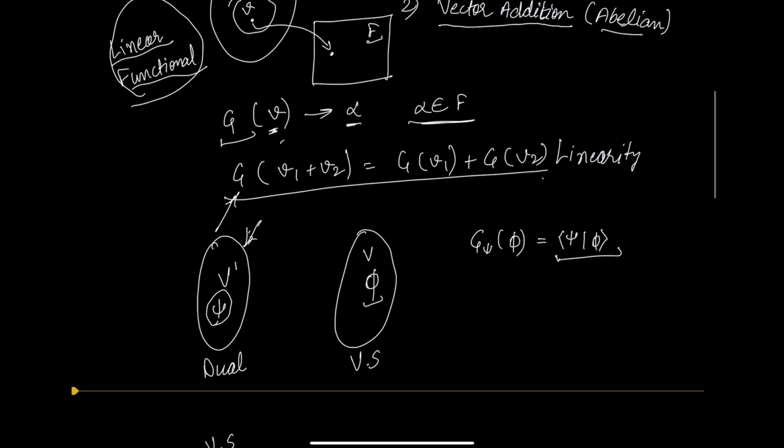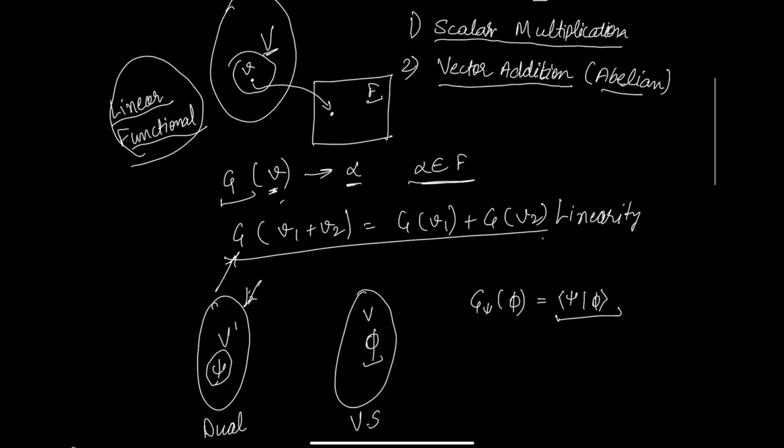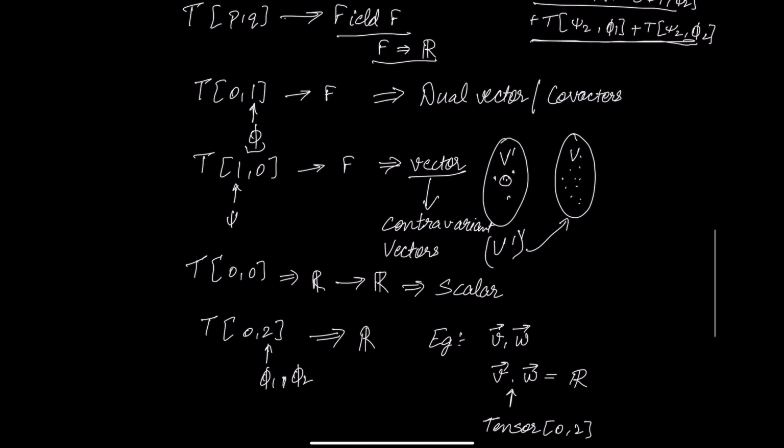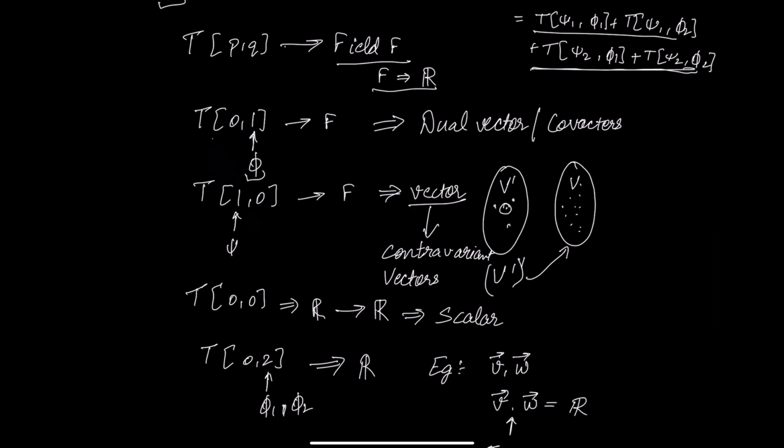So these are linear functionals. A linear functional takes in a vector, and maps it to field, and this alpha belongs to that field. Okay, so now we come to this definition. A tensor takes in a vector and maps it to a field. So this is a linear functional. I could say that this tensor is just a linear functional that's mapping a vector into a field.